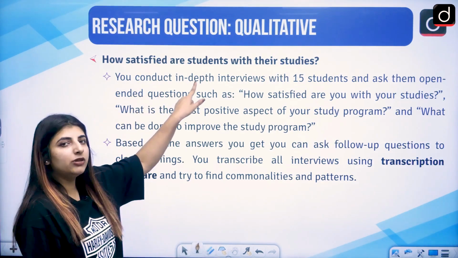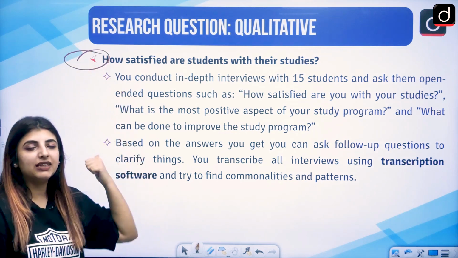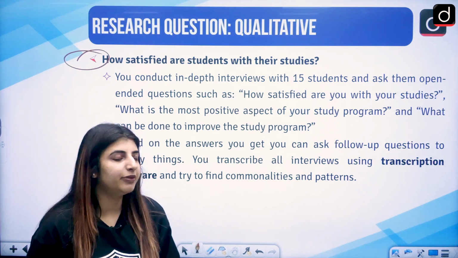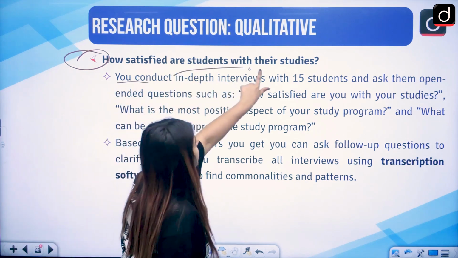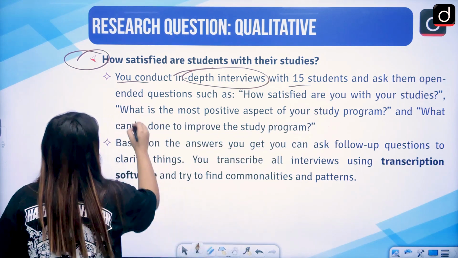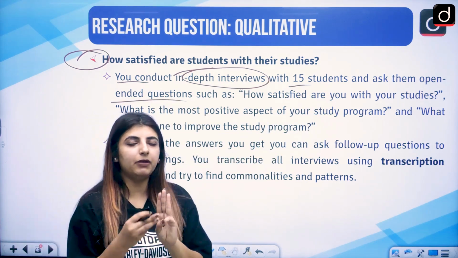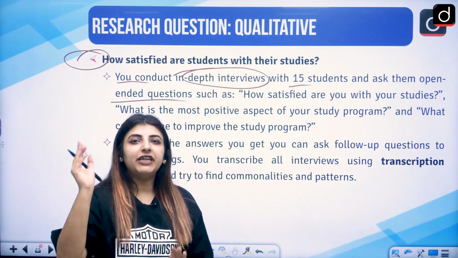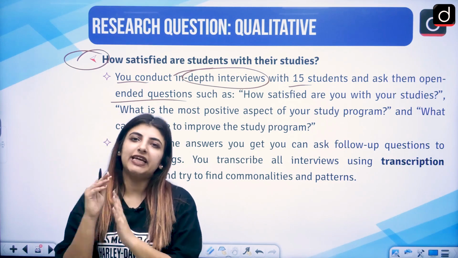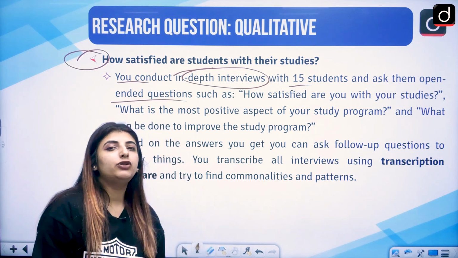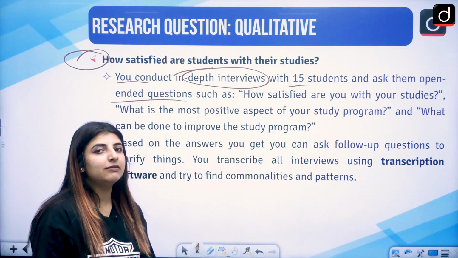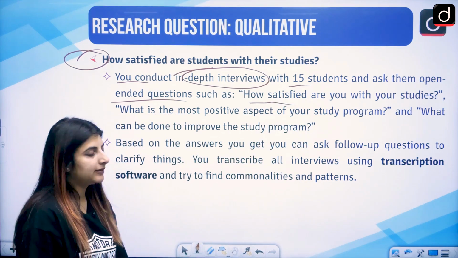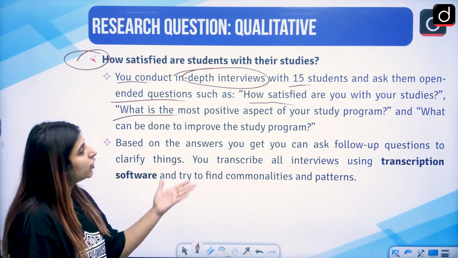How satisfied are students with their studies? This was the question which we asked in the quantitative part, but how are we going to judge it on a qualitative basis? You conduct in-depth interviews with 15 students and ask them open-ended questions. So with the 300 people, you have already done the research. In quantitative, we have the 4.4 scaling, but now you choose another 15 students to ask them open-ended questions about certain things like how satisfied are you with your studies? What is the most positive aspect of your study program?